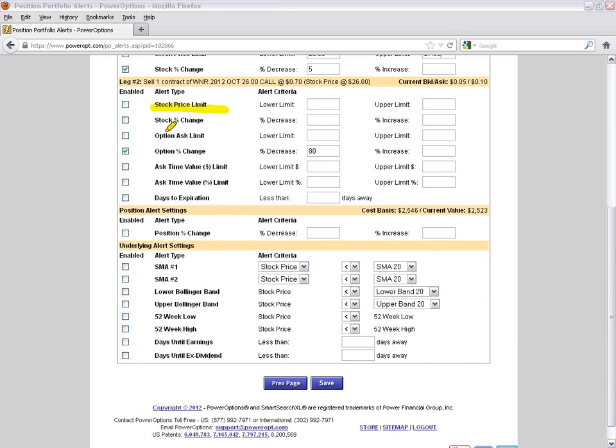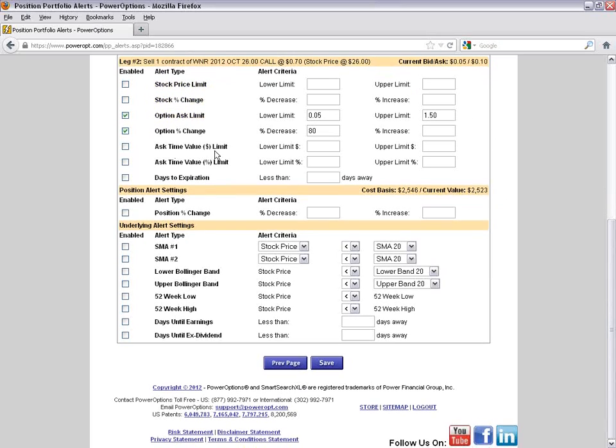Again, stock price limit, stock percent change, we already did that. The option ask limit, if I wanted to be notified if our call option dropped to or below 5 cents per share, we'll plug that into the lower limit. Or if maybe it doubled in price, it went above $1.50, maybe I want to be notified of that as well. And then you can set that, of course, for the ask time limit, dollar amount or percentage. Here's a good one, days to expiration. I want to be notified if I'm within 4 days to expiration.